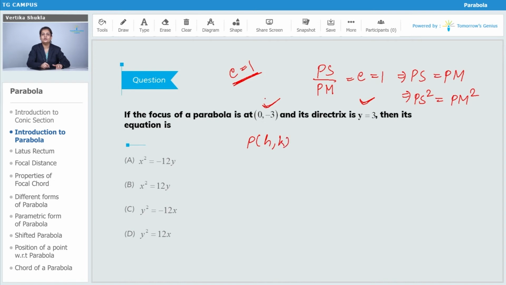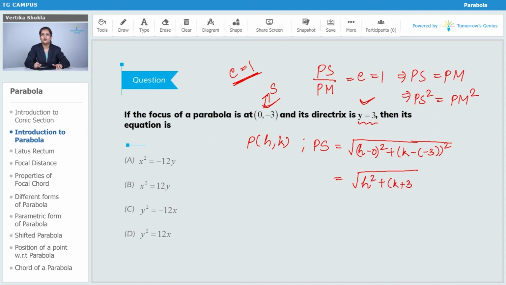S is already given to you. This point (0, -3) is S, and y = 3 is the equation of the directrix. So what will be the distance PS? The distance PS will be equal to the root of (h - 0) whole square plus (k - (-3)) whole square. This will become the root of h square plus (k + 3) whole square. If you square on both sides, you will get PS square is equal to h square plus (k + 3) whole square.